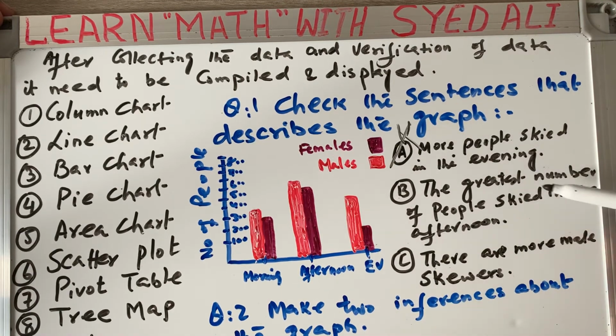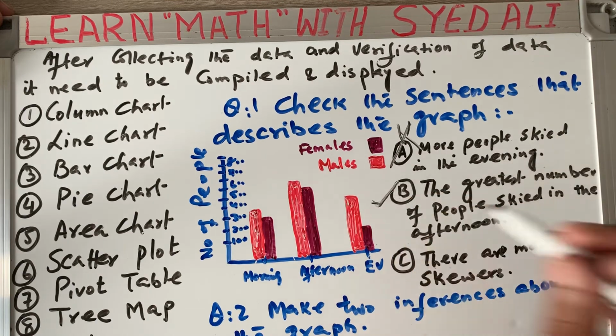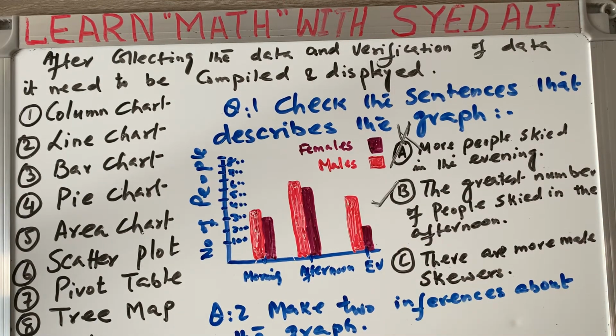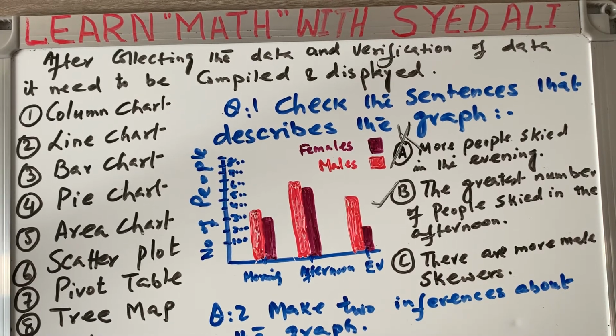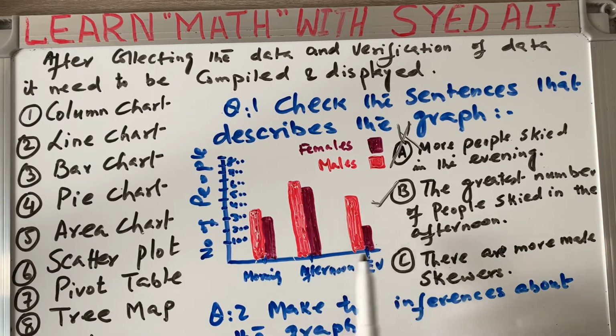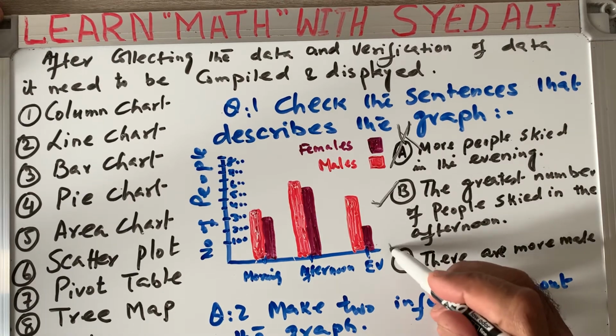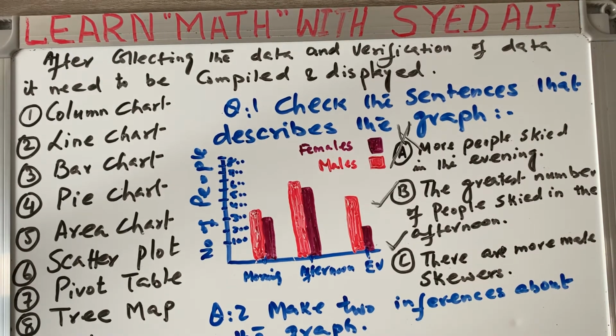B, the greatest number of people skied in the afternoon. Yes, that is correct, because the highest number of people is skiing in the afternoon. So this is correct, so make a check mark. And then the third statement is there are more male skiers in total, right? We can see that in the morning, afternoon, and evening, in all three shifts, there are more male skiers, right? So we also check this. This is also a right statement, right?